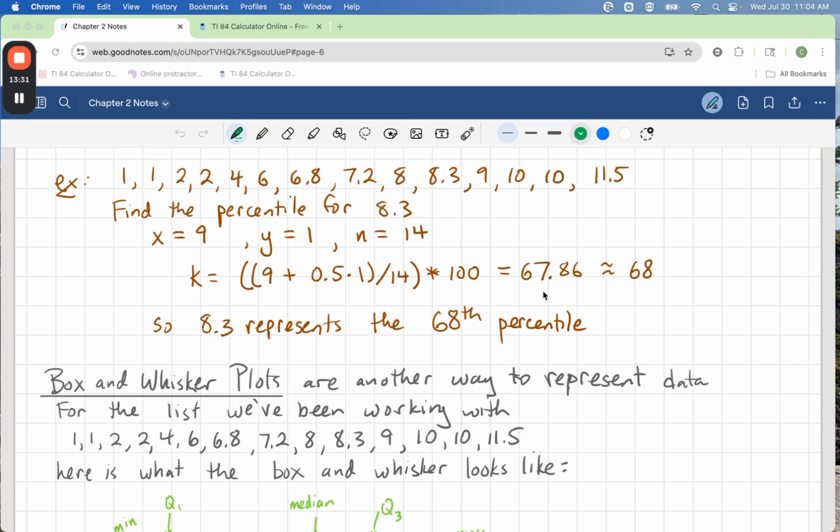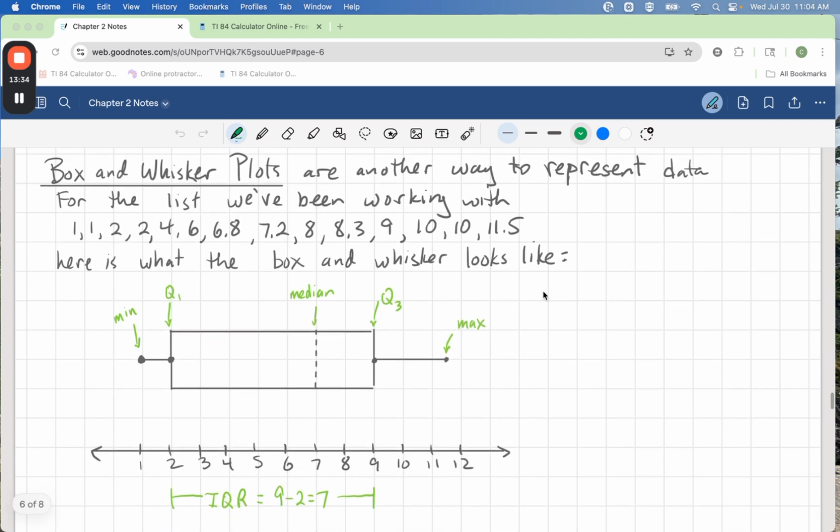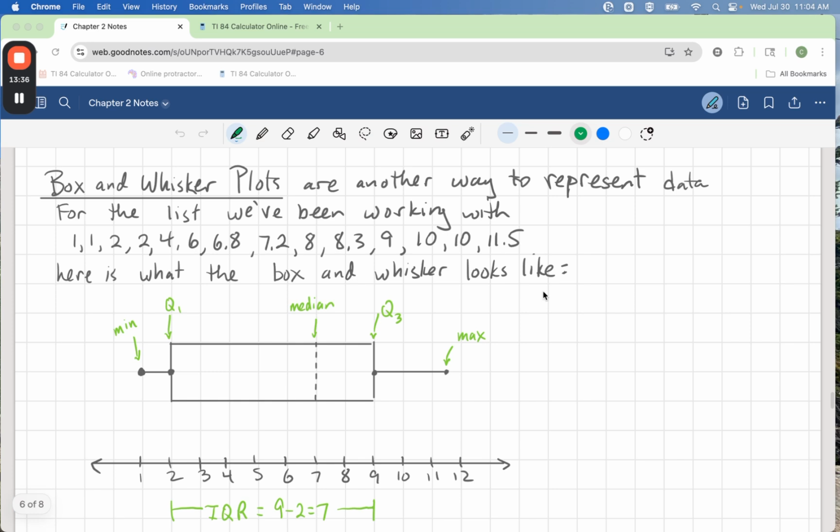All right. Another way to represent data is with a box and whisker plot. This actually tells us a lot. You basically plot dots for the min value, the max value, Q1, Q3, and the median. So I would put those on there first, right? Put a dot on the min, put a dot where Q1 is, put a dashed line where the median is, a dot where Q3 is, and a dot where the max is.